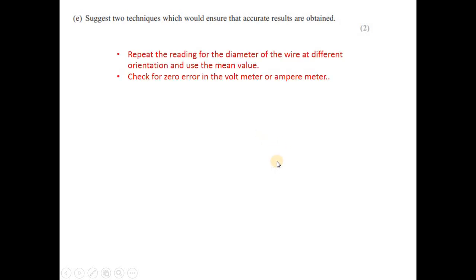Suggest 2 techniques which would ensure that accurate results are obtained. Because we are using a micrometer screw gauge to find the diameter, the first technique is we must use repeated readings for diameter from different orientations, and we should use a mean value in order to avoid any random error. The next technique is we must check the zero error in the voltmeter and the ammeter as well as in the micrometer screw gauge in order to avoid any other kind of errors. That's how you can write the answer for that question.